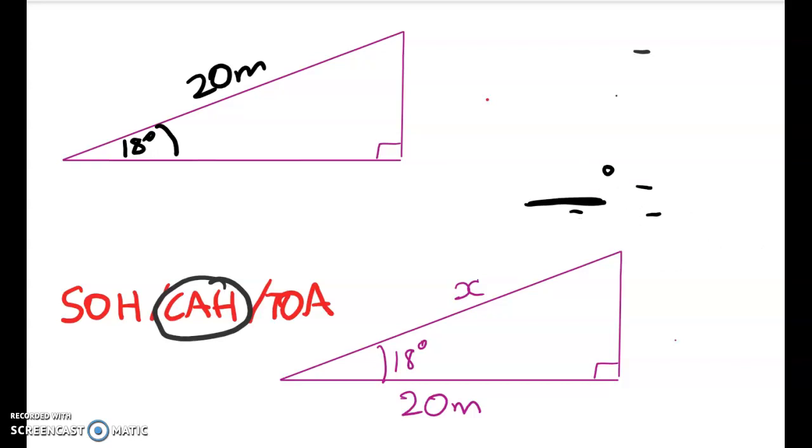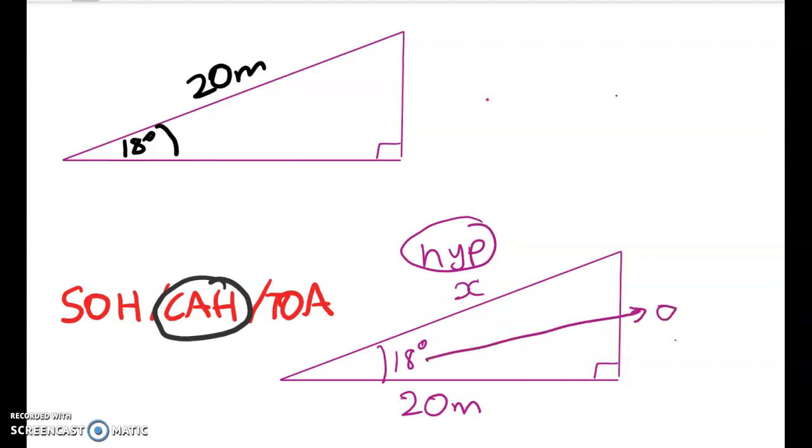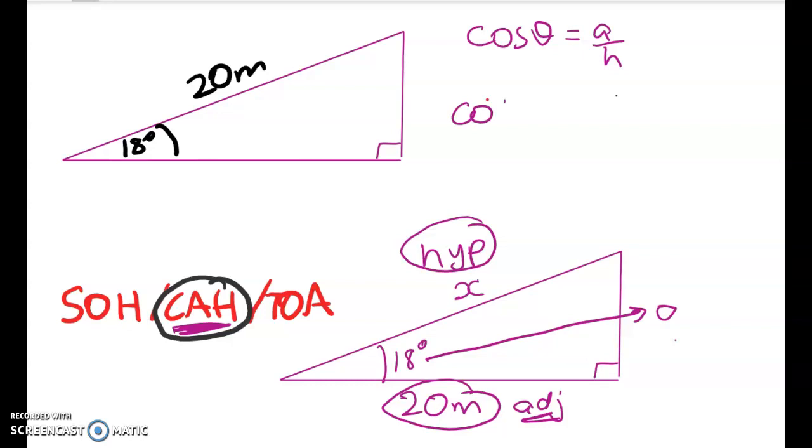So we start as usual by labelling. Same thing. This is my hypotenuse, the long side of my triangle. The angle's here, so this is the opposite side. And this leftover one here, next to the angle, is the adjacent side. So not surprisingly, I've chosen cosine again, right? So we're going to practice cosine. This time, we set it up and we get cos theta is equal to a over h. We still have the cosine of 18 degrees, but this time a is 20 and h is x. We want to find x.